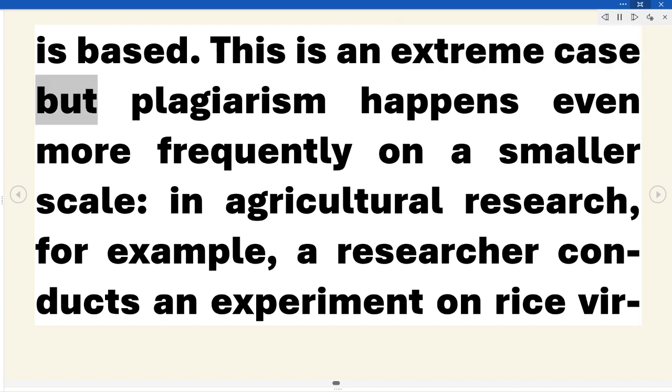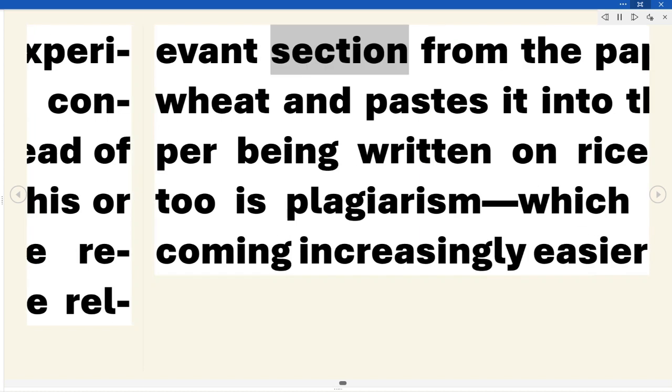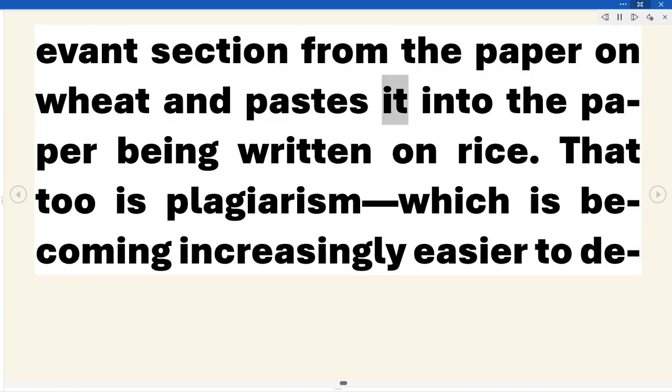This is an extreme case, but plagiarism happens even more frequently on a smaller scale. In agricultural research, for example, a researcher conducts an experiment on rice virtually identical to the experiment somebody else had conducted on wheat. And instead of describing the methods in his or her own words, the rice researcher simply copies the relevant section from the paper on wheat and pastes it into the paper being written on rice.